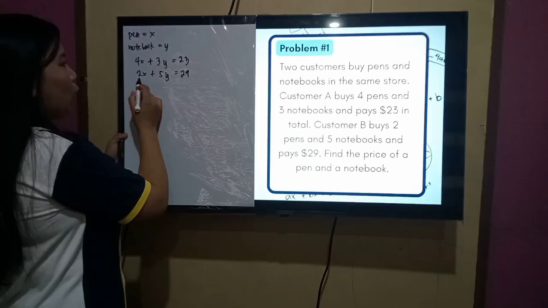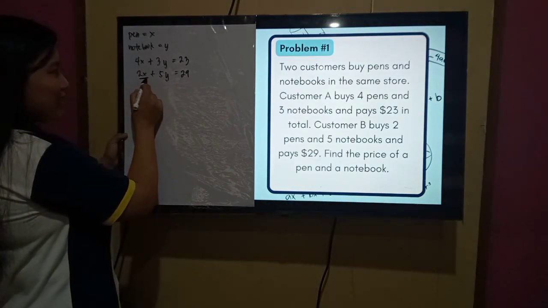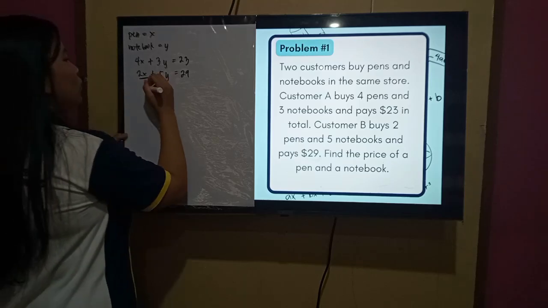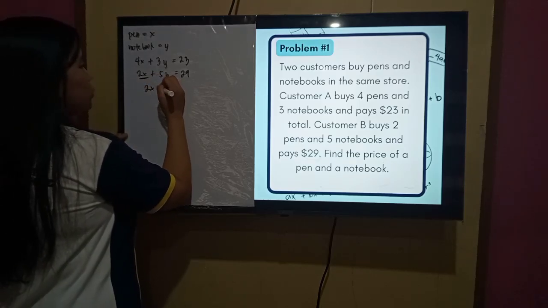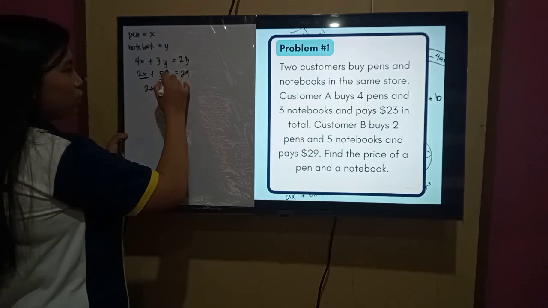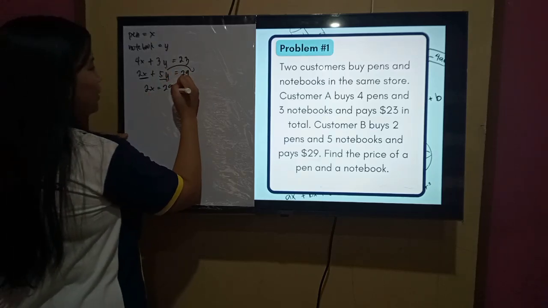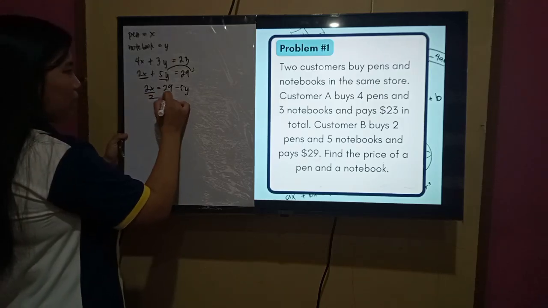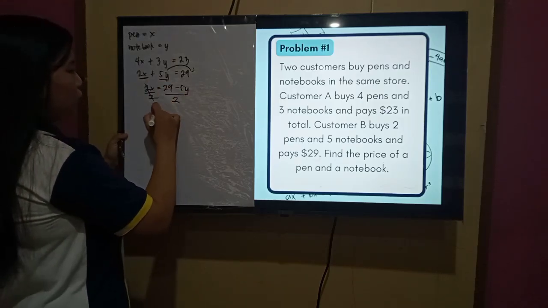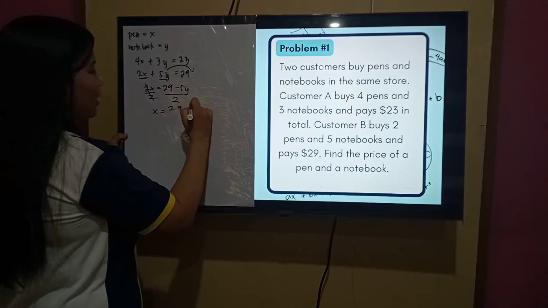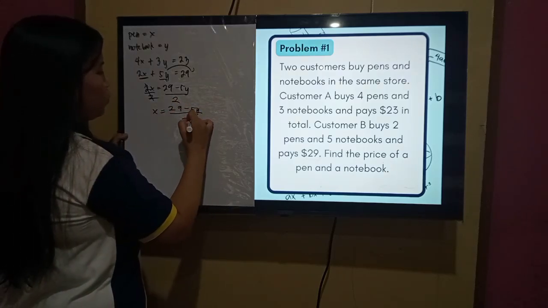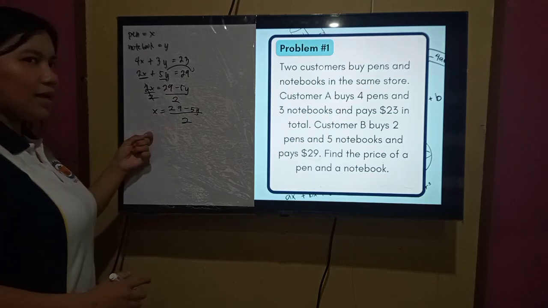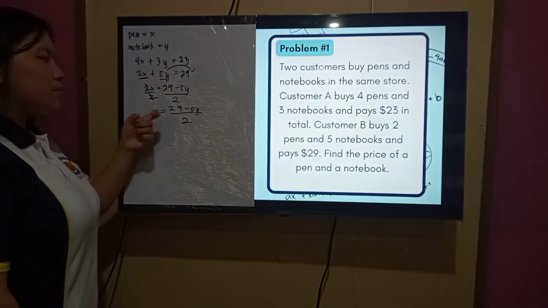So, kukuhanin ko yung value ni x, since si x yung pinakamaliit na coefficient. So, 2x equals, nililipat ko siya dito, so we have 29 minus 5y. So, divide natin siya by 2. And then, we're going to have x equals 29 minus 5y over 2. So, hindi pa natin makukuha yung exact value ni x. Ang ginawa lang natin, i-represent lang natin si x sa y variable.